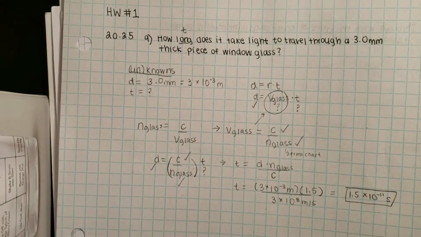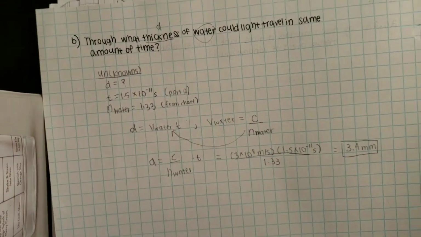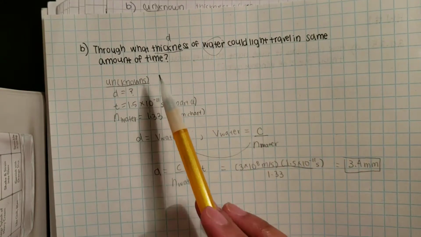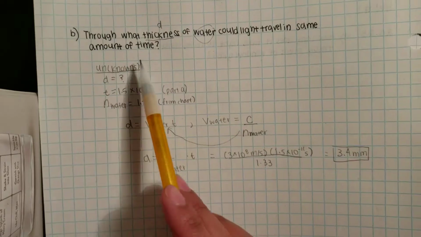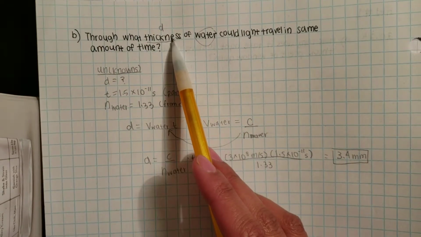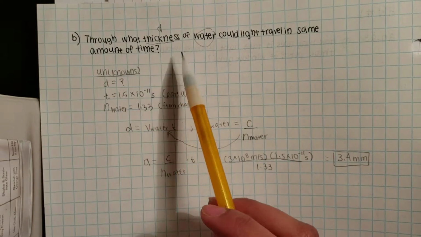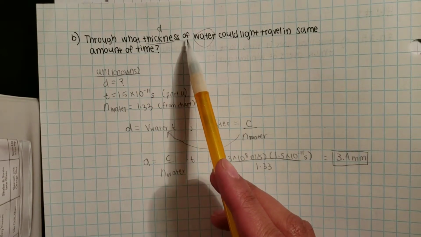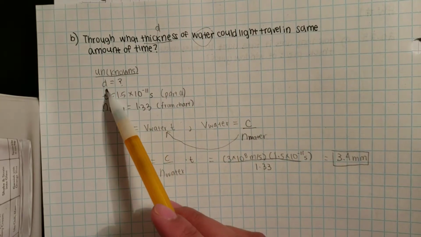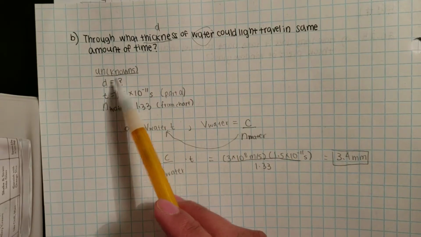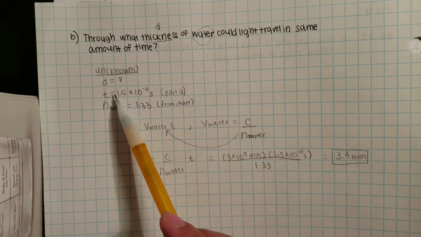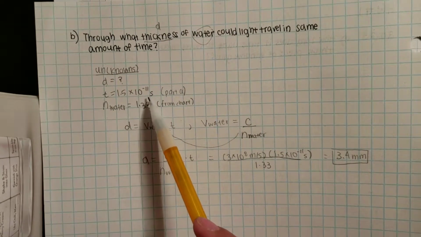to convert it. Moving on to part B, it is asking through what thickness of water could light travel in the same amount of time. So the same amount of time just means we're using the time from part A, and thickness, as we had just talked about, is the distance of this wave traveling through this medium. So basically we're looking for D, even though it's asking for thickness. And time is just from part A, which is 1.5 times 10 to the negative 11 seconds.